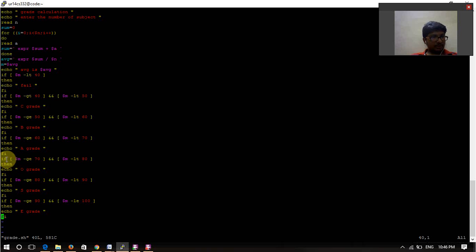And in this if statement, if the average $m is greater than 70 and less than 80, it gives O grade. If the average is greater than 80 and less than 90, it gives S grade. And similarly, if $m is greater than 90 and less than 100, it gives E grade. Let's check our output.